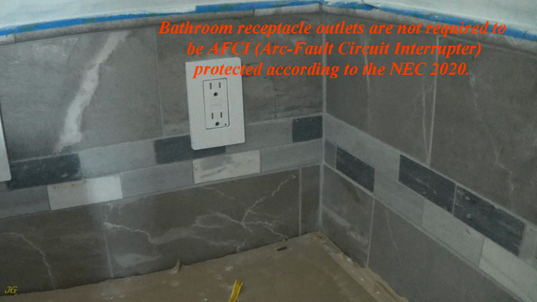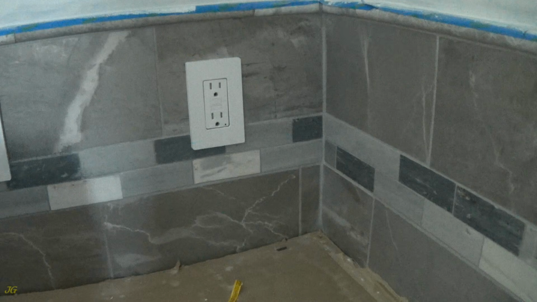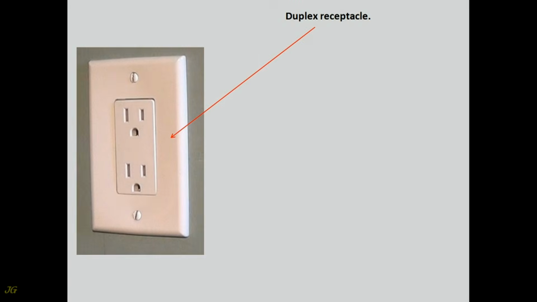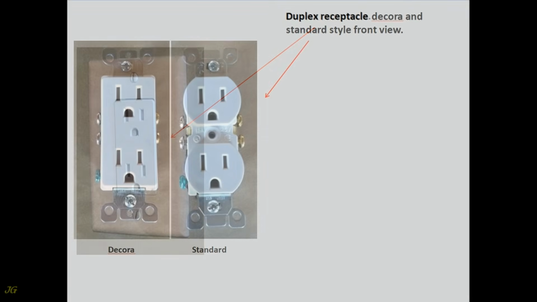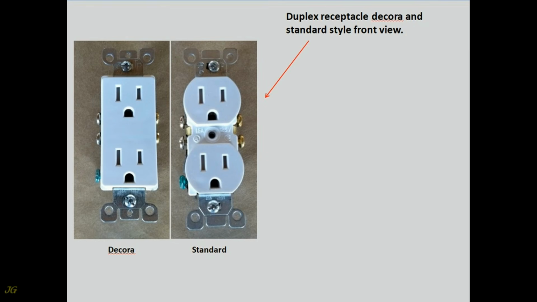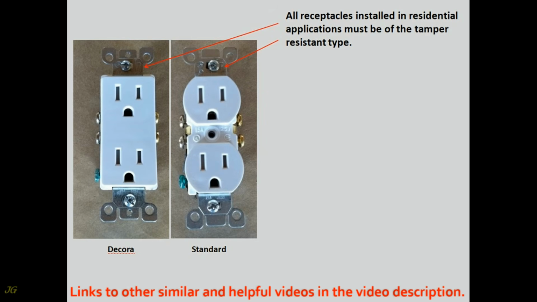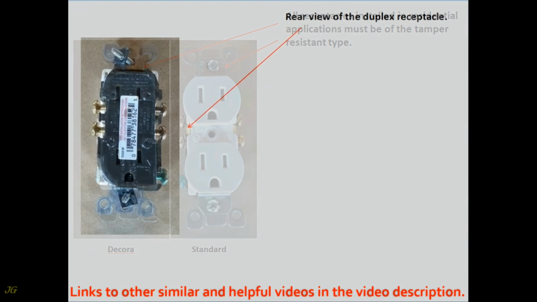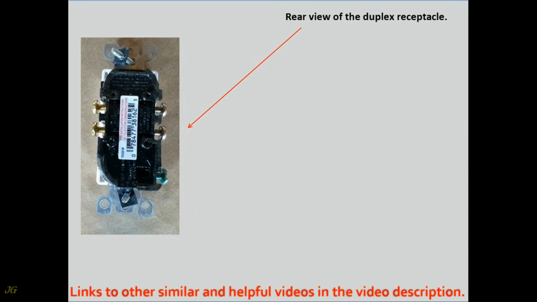Bathroom receptacle outlets are not required to be AFCI, arc fault circuit interrupter, protected according to the NEC 2020. Duplex receptacle. Duplex receptacle decora and standard style front view. All receptacles installed in residential applications must be of the tamper-resistant type. Rear view of the duplex receptacle.